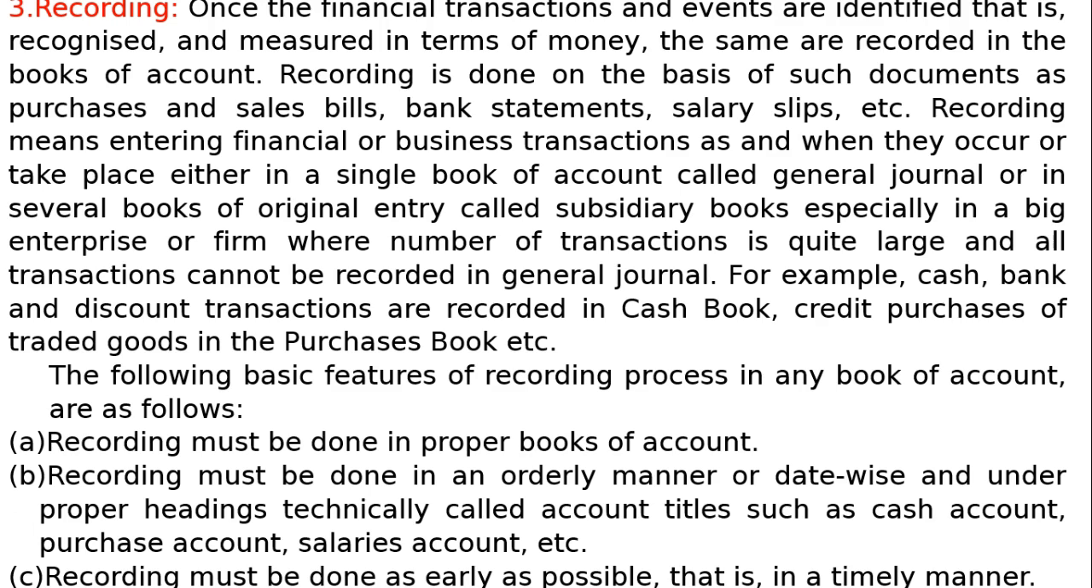The following basic features of a recording process in any book of account are as follows. A part: Recording must be done in proper books of account. B part: Recording must be done in an orderly manner or date wise and under proper headings technically called account titles such as cash account, purchase account, salaries account, etc. C part: Recording must be done as early as possible, that is in a timely manner.